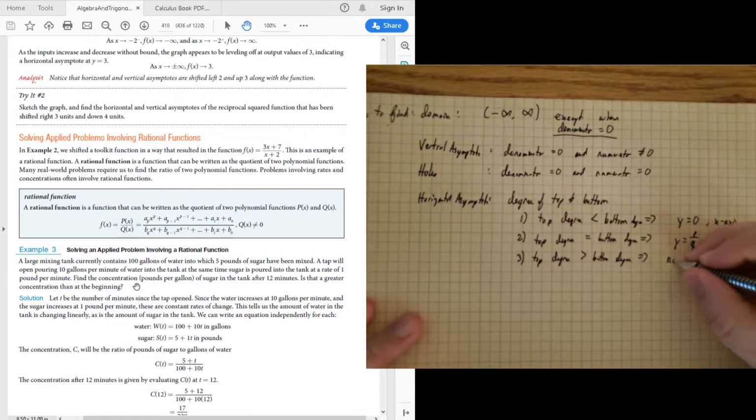This has no horizontal, but it does have slant.